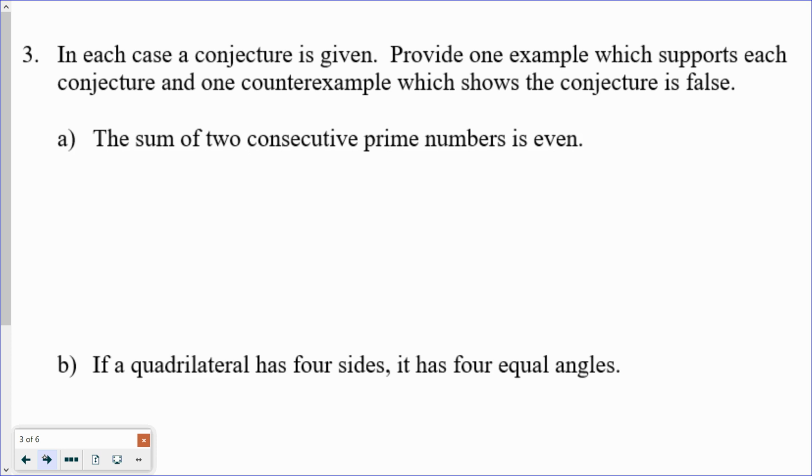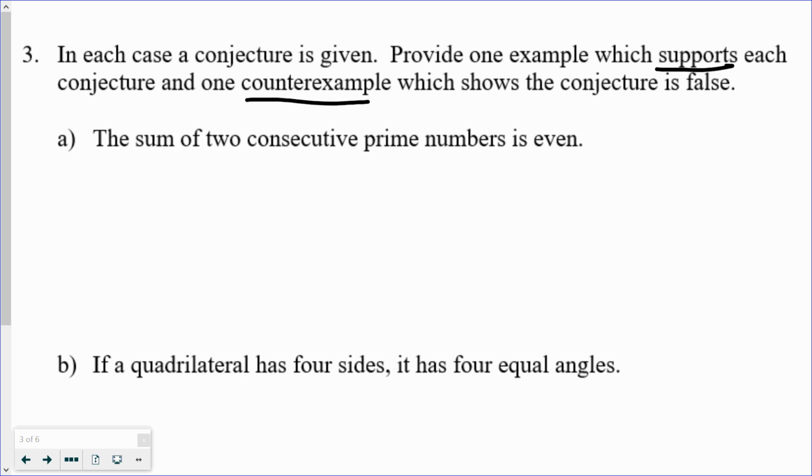Okay, so in each case, a conjecture is given. Provide one example which supports each conjecture and one counterexample which shows the conjecture is false. If you can find any counterexample, the conjecture is invalidated. So if you can find even one, it means that conjecture is not true and either needs to be rewritten to add in that piece of information or just kind of blown away.